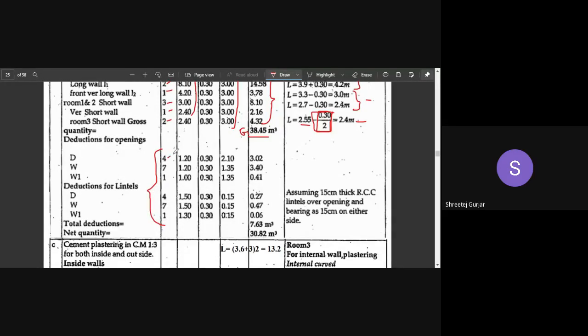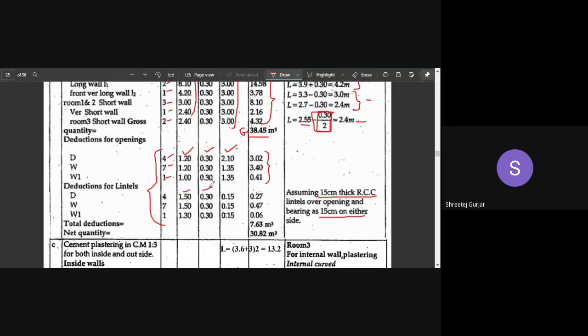So doors D are 4 in number, windows are 7 in number, and this is 1 in number. These are directly your sizes: length, height, and wall thickness, so you get your quantity in meter cube. For lintels, you have to assume a 15 centimeter thick lintel, and assume bearing of 15 centimeter on either side. So for this length you have to add 0.3. So 1.2 plus 0.3 is 1.5. Similarly, you calculate all the lengths.